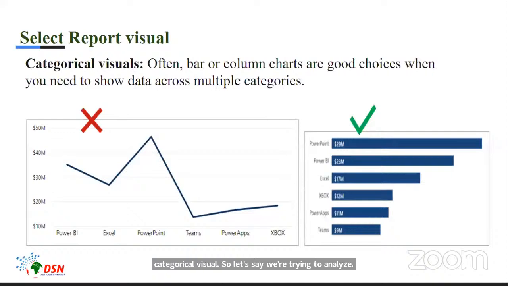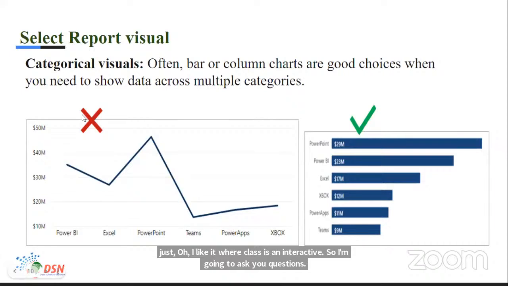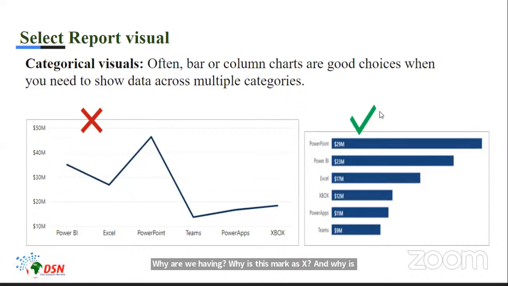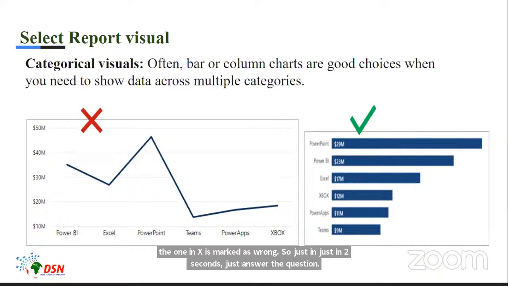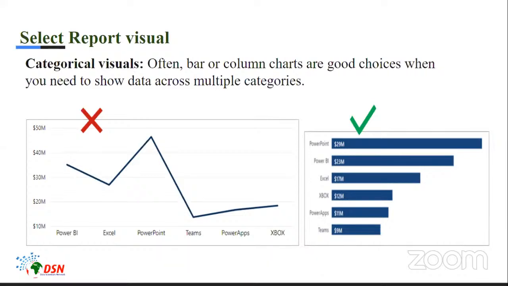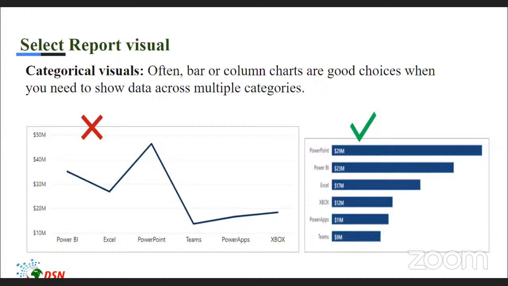Okay, before I move on, I like it when classes are interactive, so I'm going to ask a few questions. Why is this marked as X and why is this marked as correct? The one highlighted in green is correct and the one in X is marked as wrong. So just in 2 seconds, just answer the question. The table sizes are not consistent. All right, I think I'm seeing some very good answers.